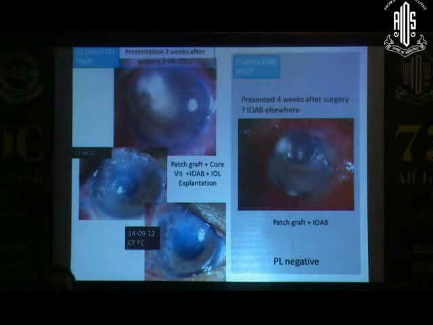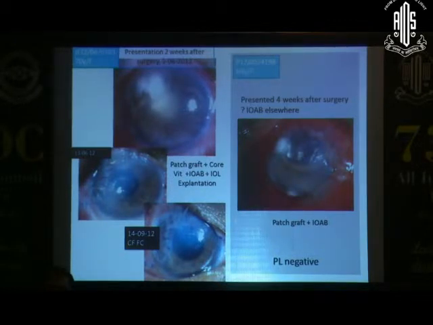So early intervention, according to me, in tunnel infections, I feel tunnel infections are very deep infections and very close to the angle. The infection tends to seep into the angle. In other cases also I've seen that it's much better to intervene surgically early with a patch graft and try to remove as much of the organism as you can.